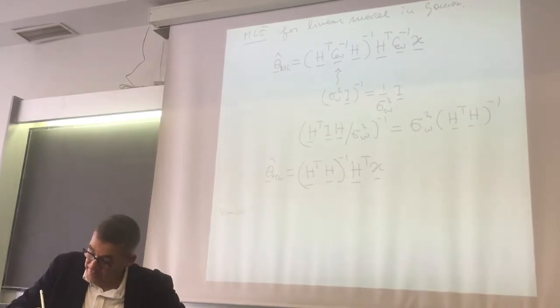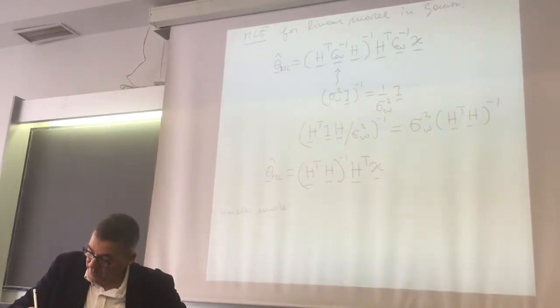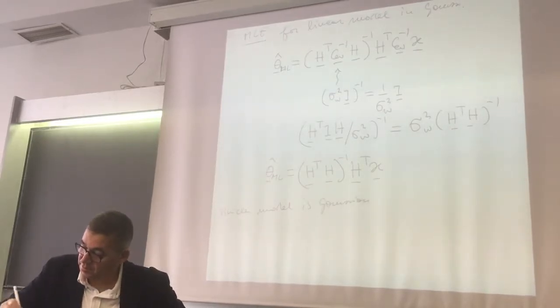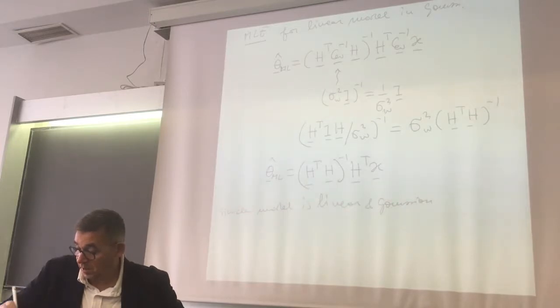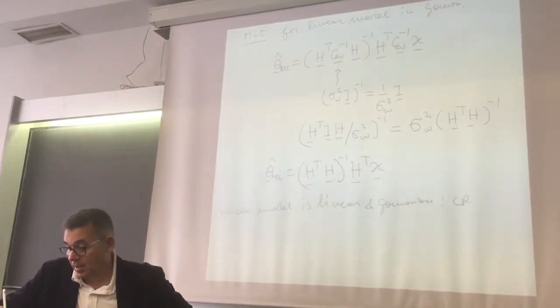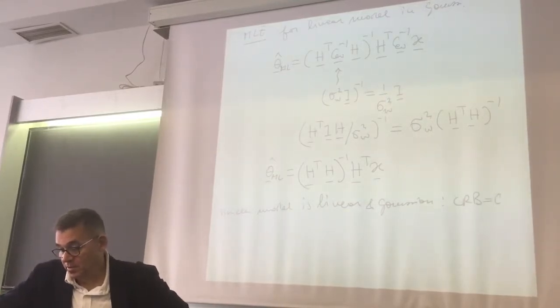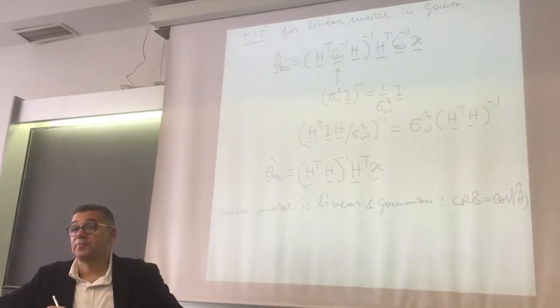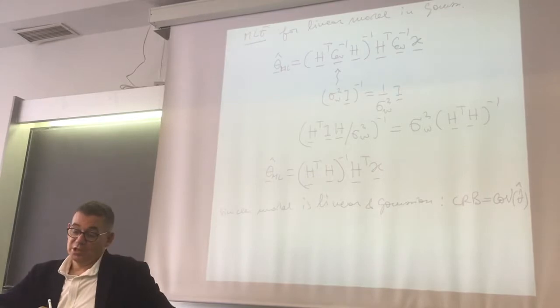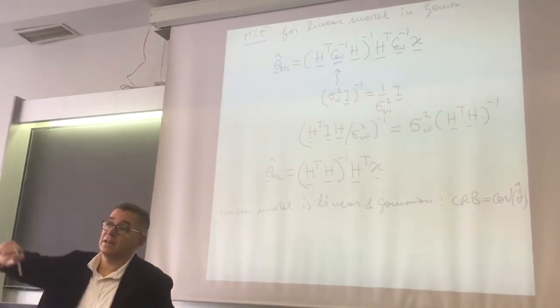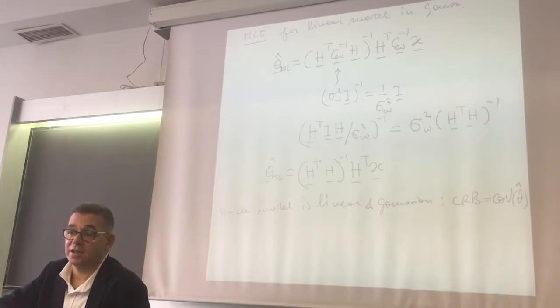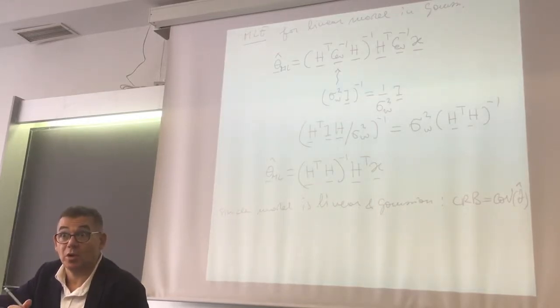Since the model is linear and Gaussian, the Cramer-Rao bound coincides with the covariance of the solution. Okay, that's good news. So when I say I want to find the variance that is bigger than that, I know the inequality becomes an equality.